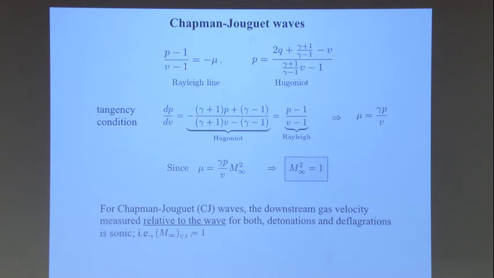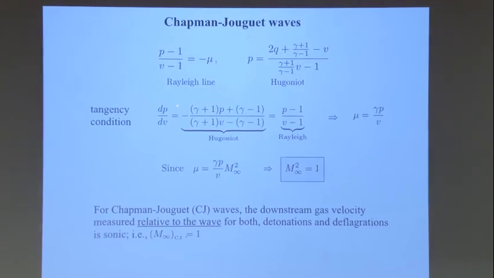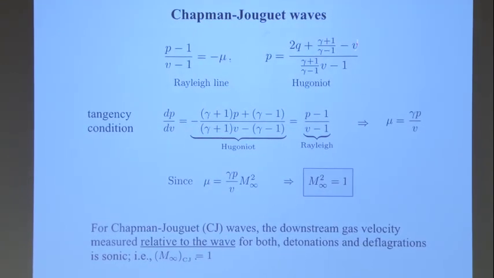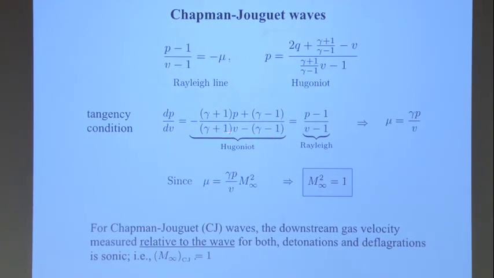So here is the Chapman-Jouguet wave. This is the Rayleigh line. This is the Hugoniot. It's the same expression that I had before on the transparency. If you take the derivative of the Hugoniot, dp/dv, from here you get this relation. It requires, of course, some manipulation, but that's what you get. And dp/dv from here is minus mu, but it's also (p minus 1) over (v minus 1). So this is the slope of the Rayleigh line. If you equate the two, you get an additional simplification: mu is equal to gamma p over v.